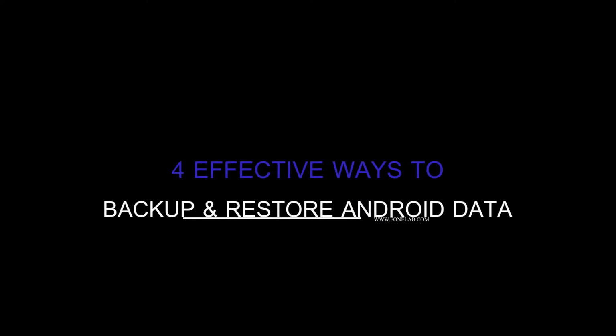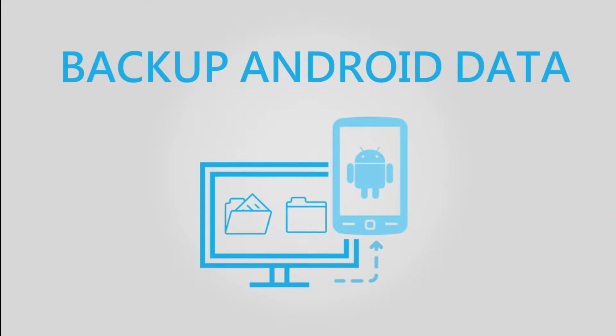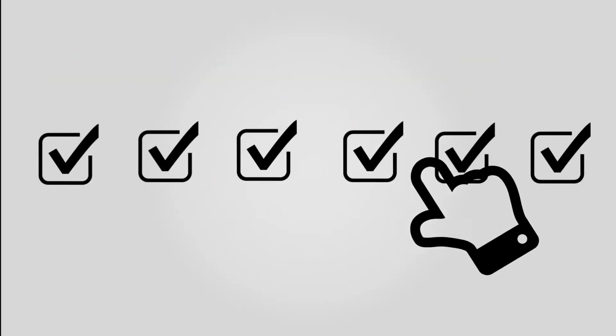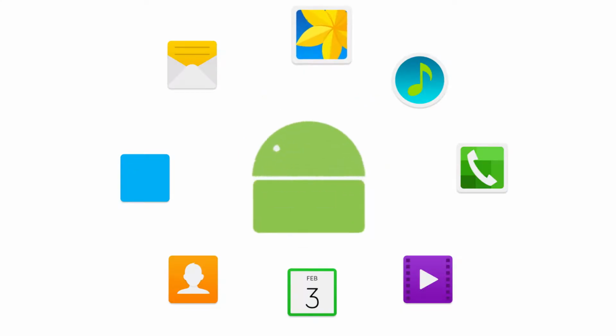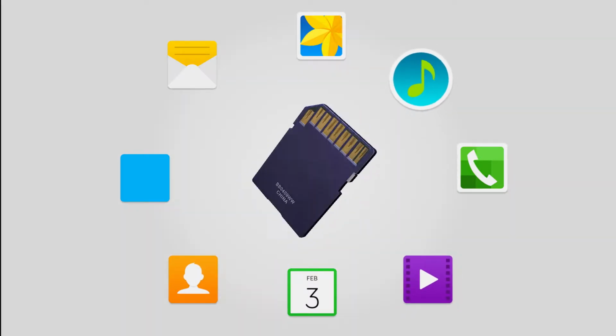4 effective ways to backup and restore Android data. What you can do to prevent data loss is to backup Android data in time, so you can restore Android data from backup files with ease. There are different ways you can use to save Android data for restoring preparation. Here we will introduce 4 convenient and effective methods to backup and restore Android data on device or SD card.